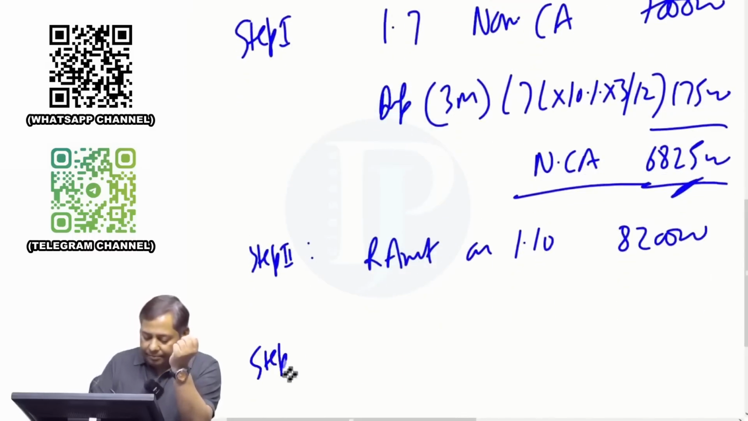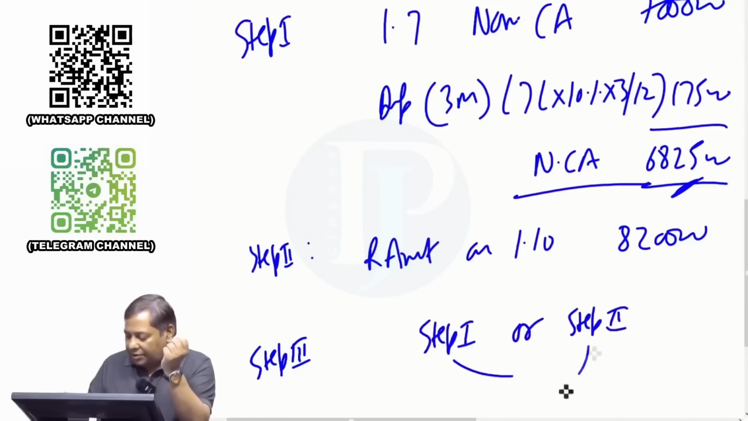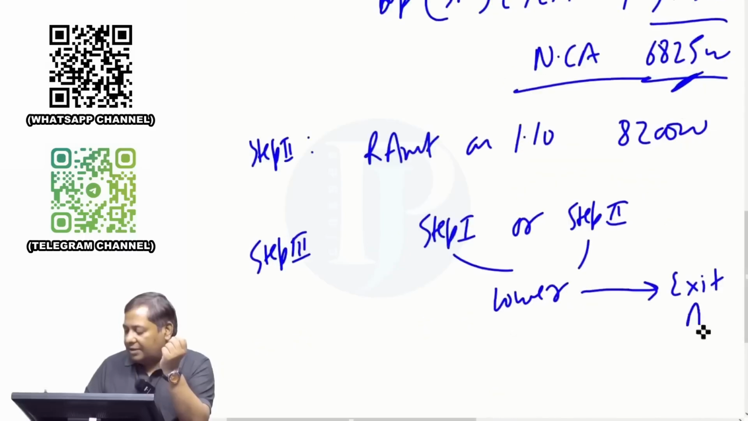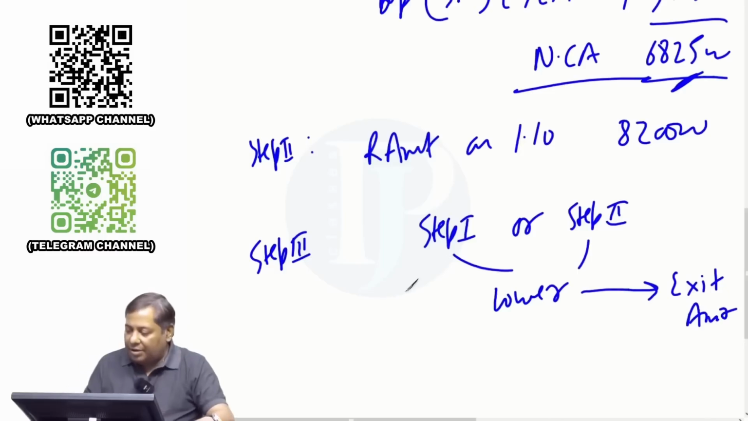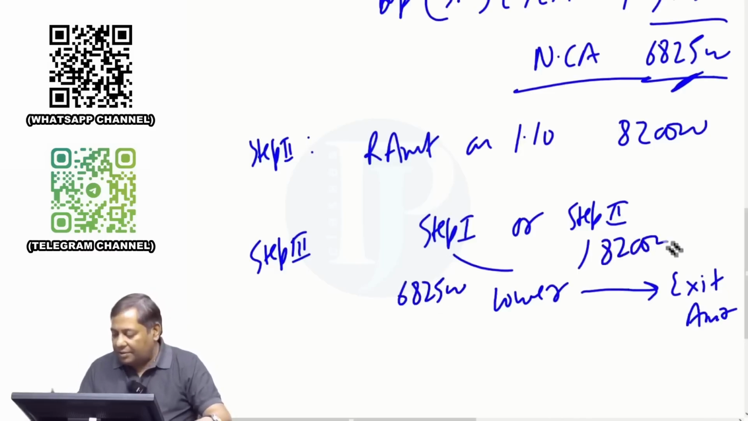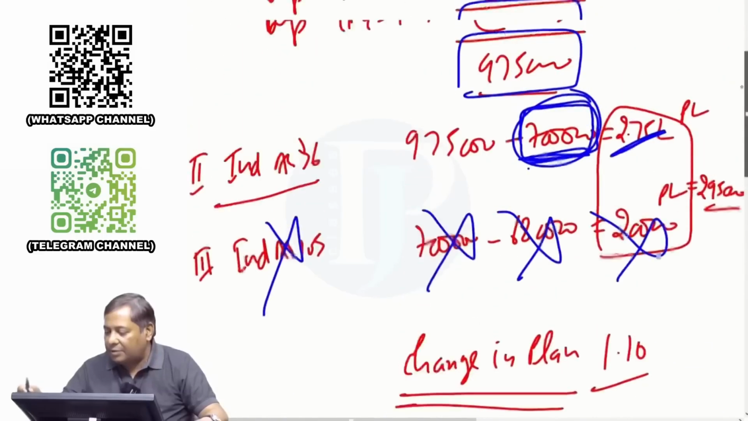Then the third step. Step 1 and step 2, whichever is lower. This will be your exit amount. You are allowed to get out from 105. In step 1, the amount is 682,500 and here it is 820. Now the lower one is 682,500. So you can leave at 682,500 and how much do you have? You have 6,80,000, okay?